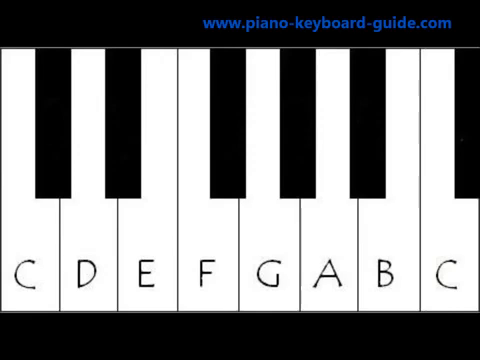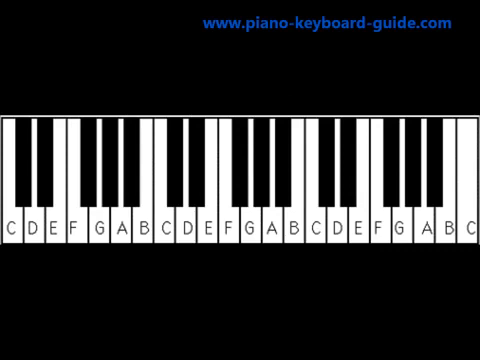The key after C is D, followed by E, F, G, A, and B. Then we go back to C, D, E, F, G, A, B, and so on. It keeps repeating according to the number of keys on your keyboard. Just move in alphabetical order. The musical alphabet is from A to G, 7 letters, so there's no H. After G, you go back to A.